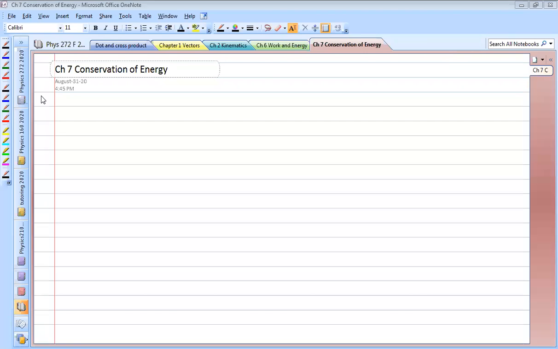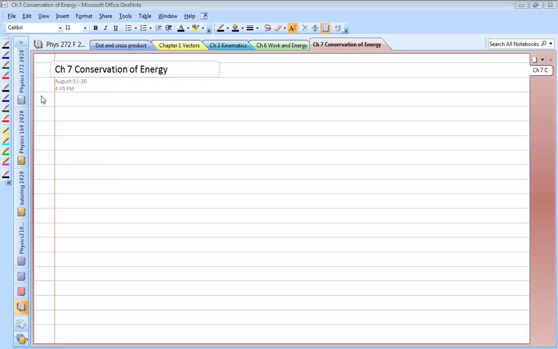In this video, I'll go through the equations from chapter 7 on conservation of energy. So in the last chapter, chapter 6, we talked about work and kinetic energy. Now we're going to introduce the concepts of potential energy. And basically the deal is this: you will only be dealing with two types of potential energy. One will be gravitational potential energy due to the gravitational force. The other will be elastic potential energy due to a spring force.